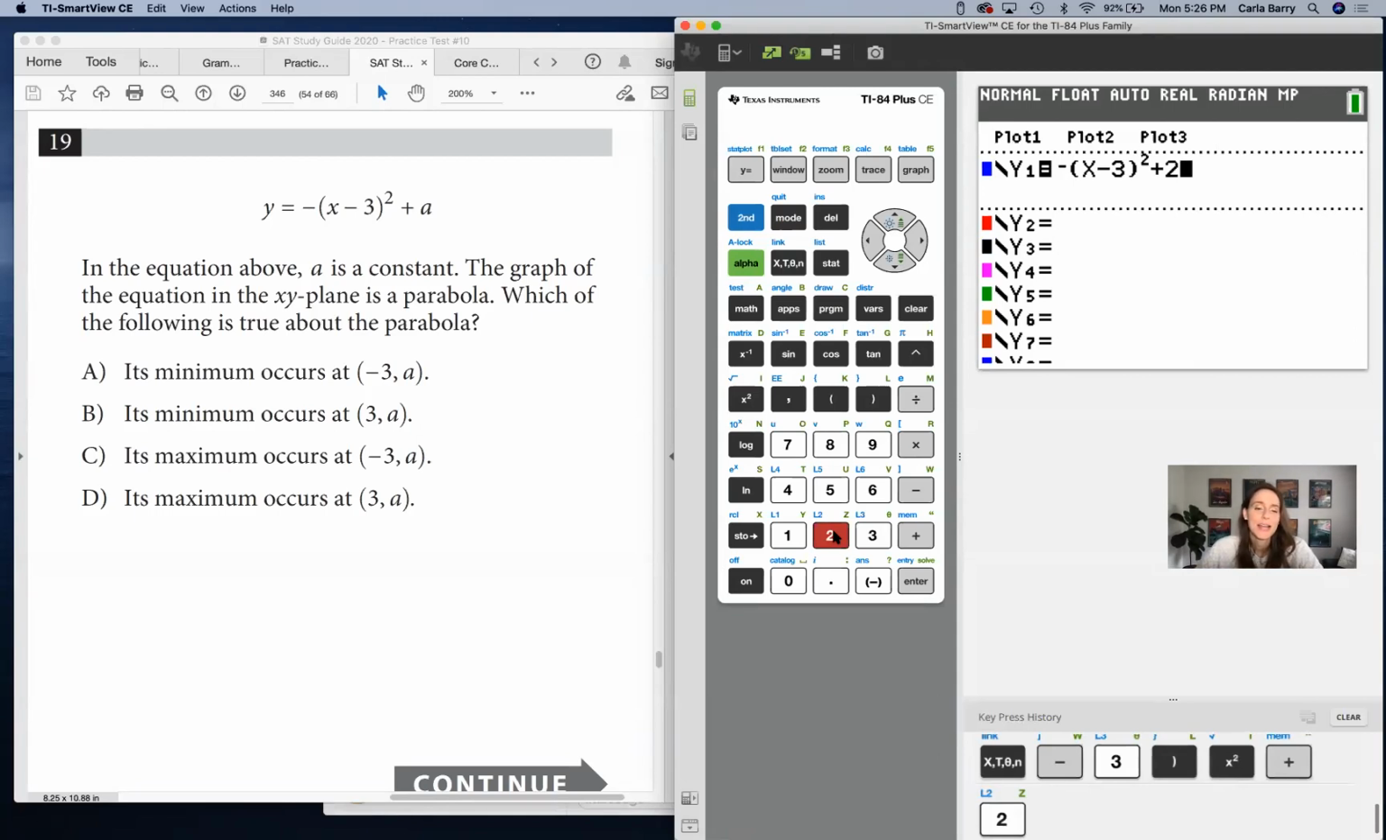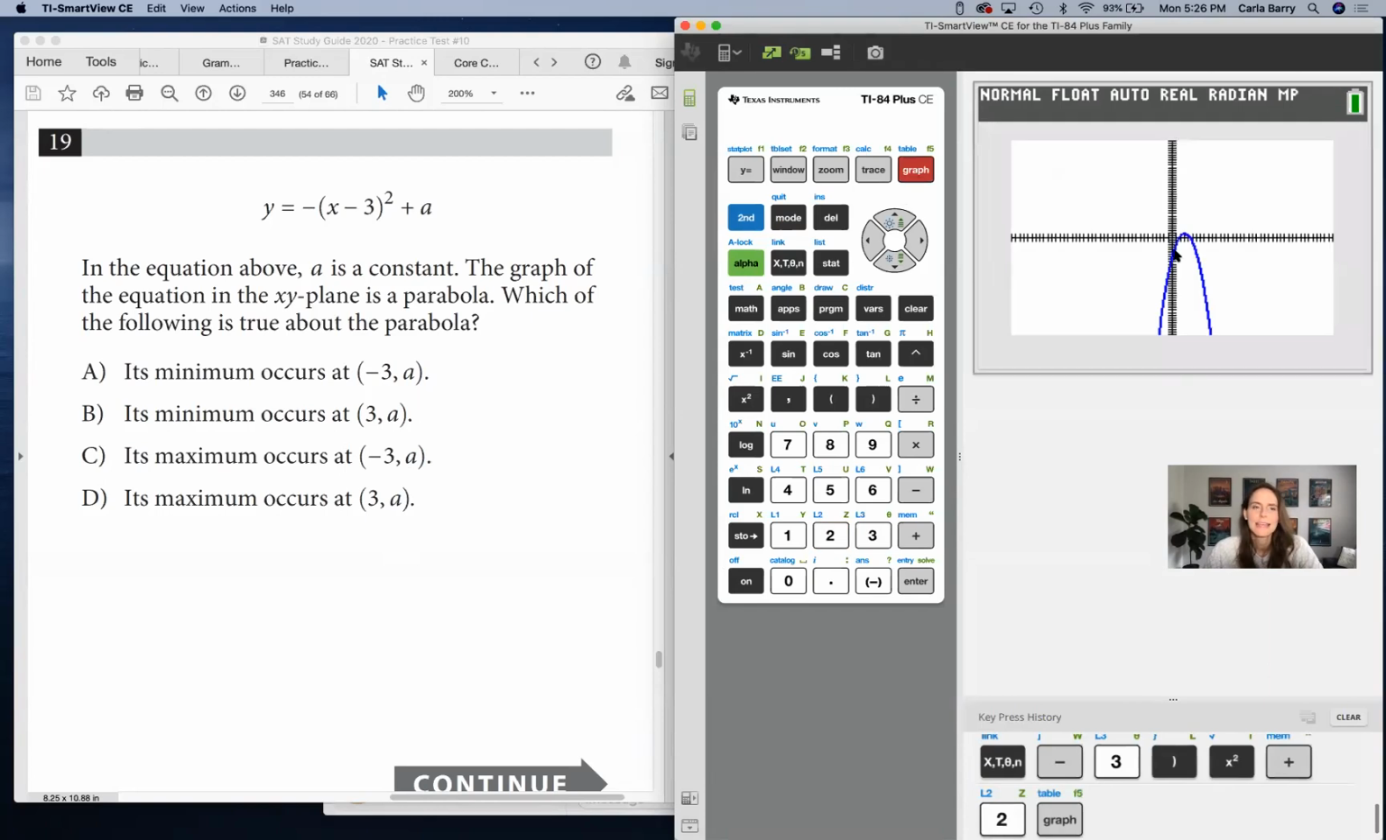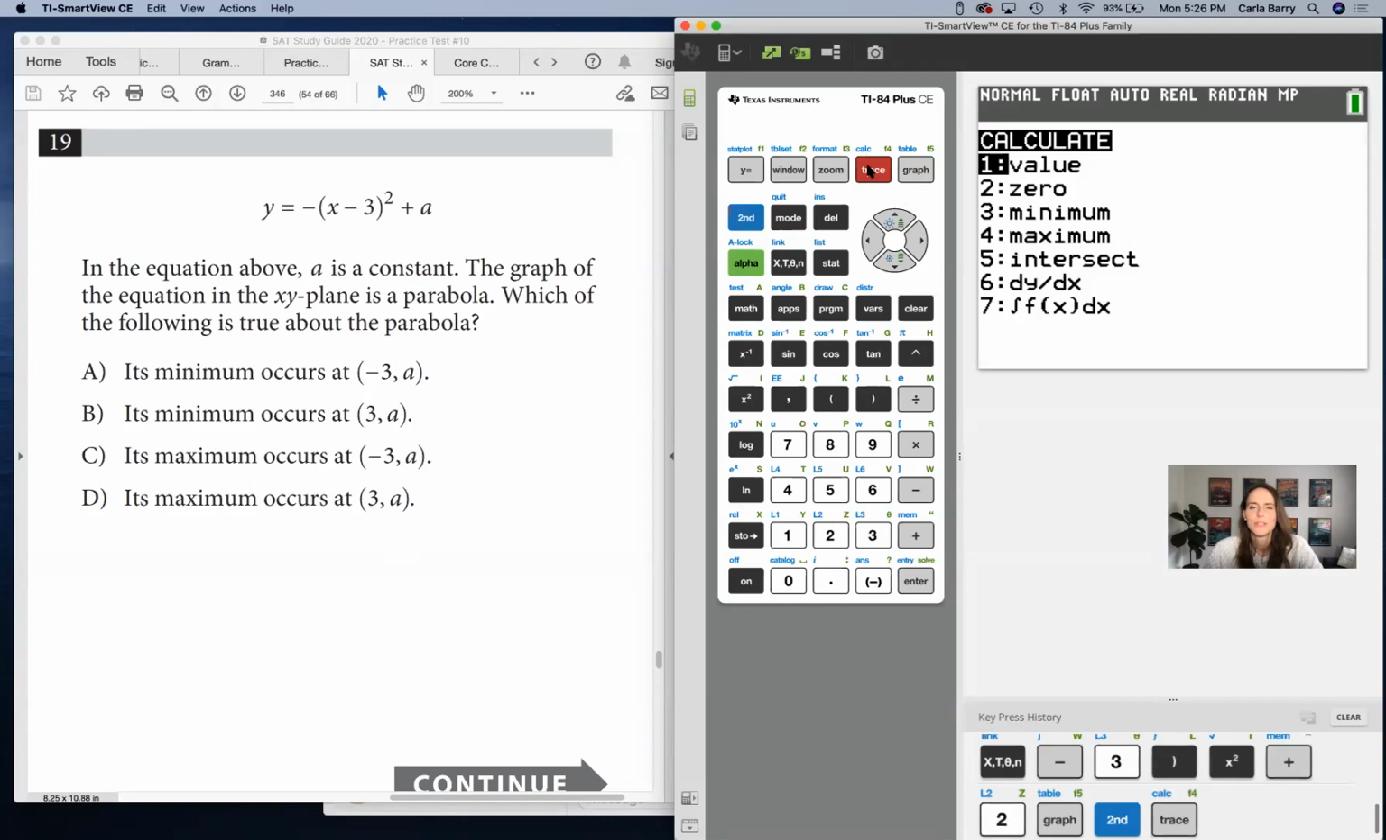And I knew that I could pick a number because all of my answer choices have that constant a in them. So that tells me that I can just pick a number for a and then back solve. So I'm going to graph this, and I can see, yes, this parabola opens down, so there needs to be a maximum. It has to be C or D. And then I can calculate my vertex by going 2nd, Trace. Do you see how the Calc button is in blue? So that's how I know I needed to press 2nd and then Trace to access the calculate feature.